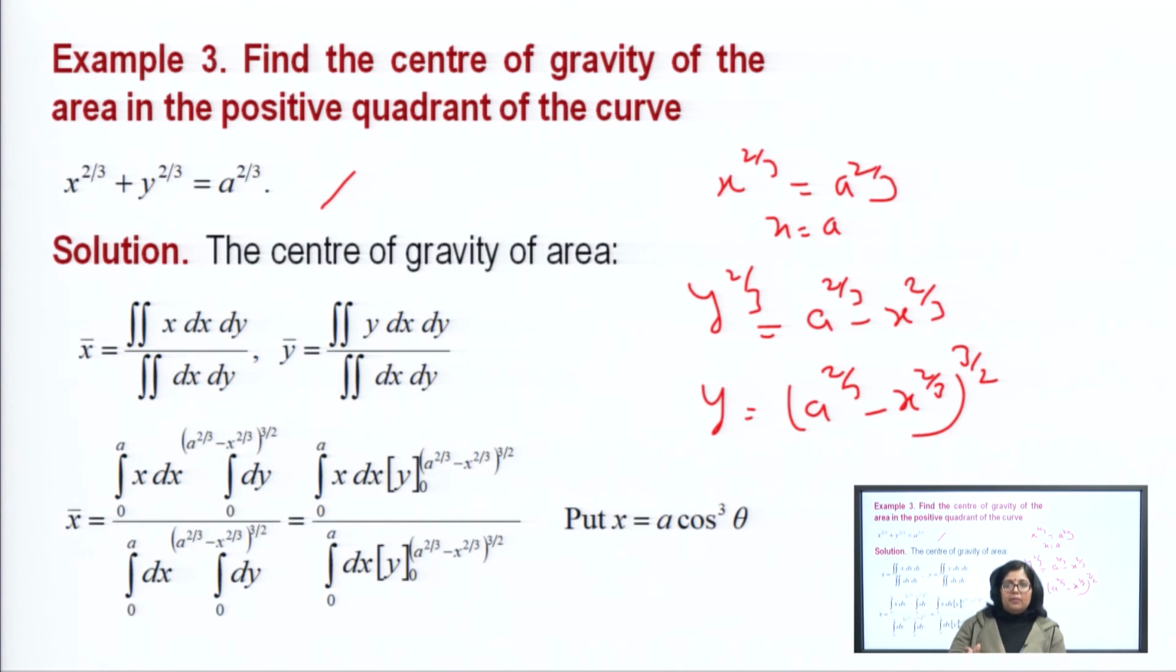0 to a, because we change only in x form. If x equals 0, what is the value of theta? We know that cos theta is 0 at pi by 2. So the lower limit is pi by 2, and putting a as 1, the value of cos theta is 1 at theta equal to 0.